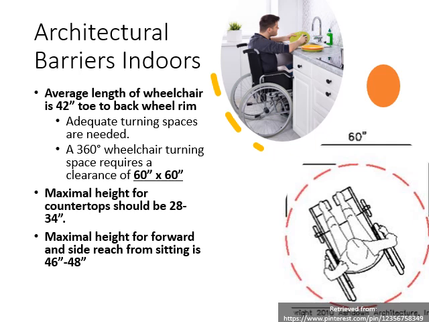If we're thinking about the height of a countertop, countertops should be between 28 and 34 inches from the ground. If we're going to reach for items from a sitting position, either leaning forward or leaning sideways, then the maximum height for a table or a countertop or a cabinet handle should be no more than 4 feet off the ground, or 48 inches.